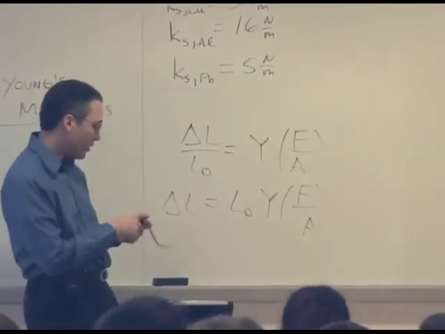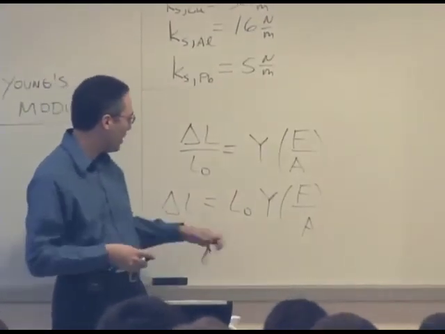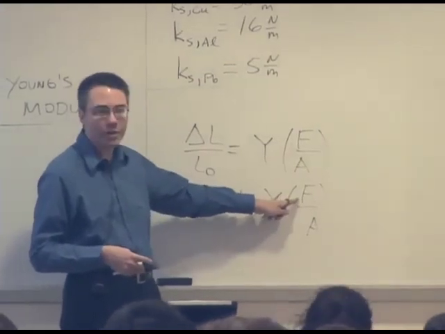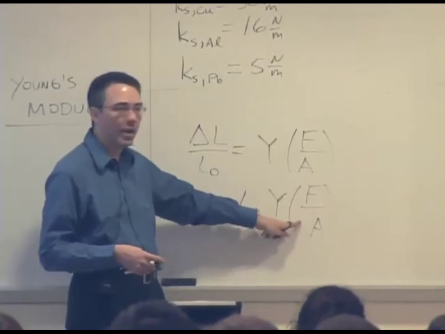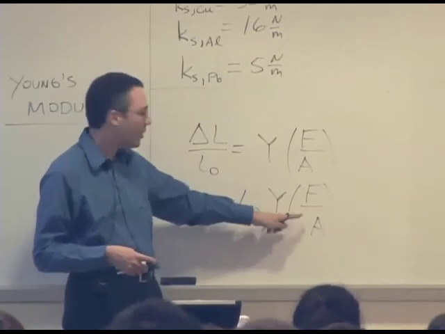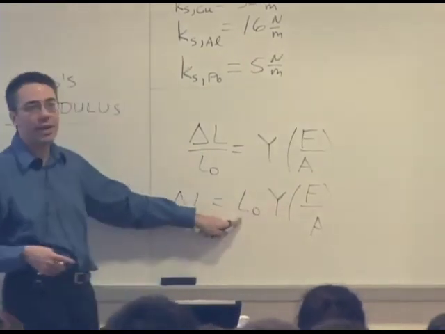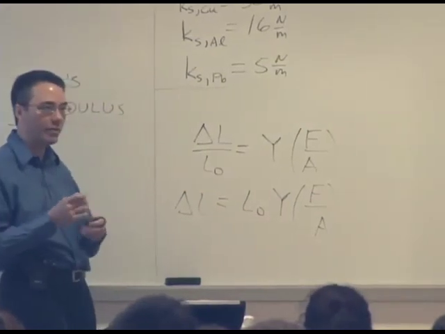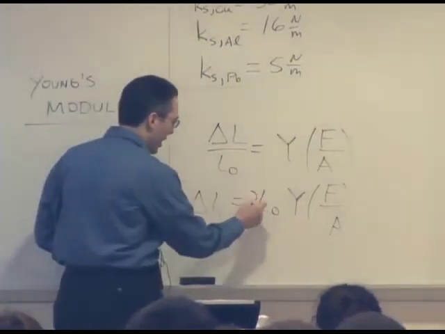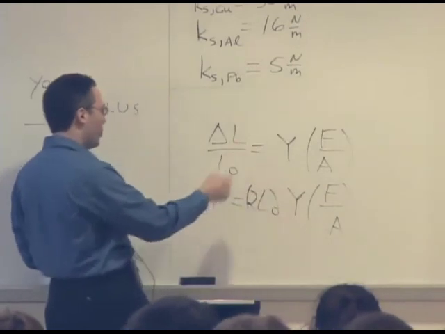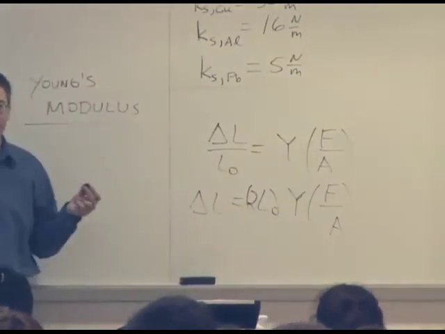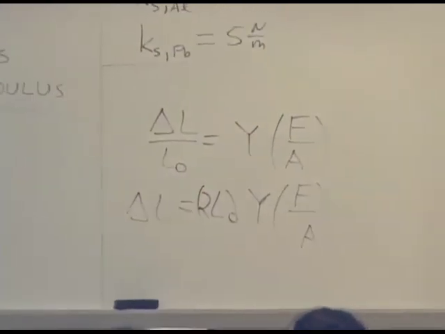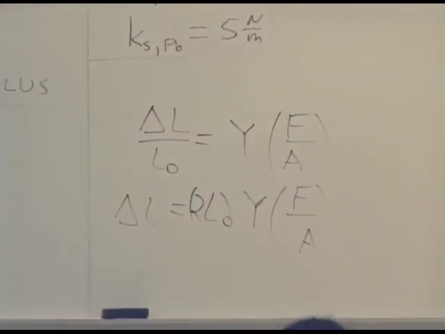What changes? Did Young's modulus change? No. Did the tension force change? No. Did the cross-sectional area change? No. Did the original length change? Yeah. So now the original length has gone up by a factor of 2. So if I replace L with 2L, what happens to the change in length? It goes up by a factor of 2.